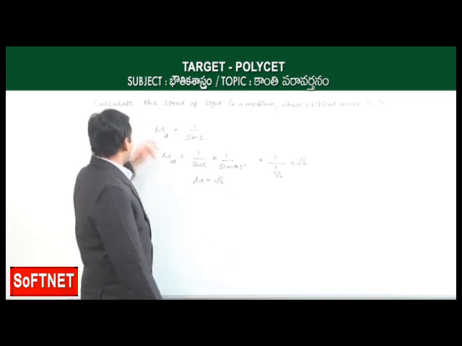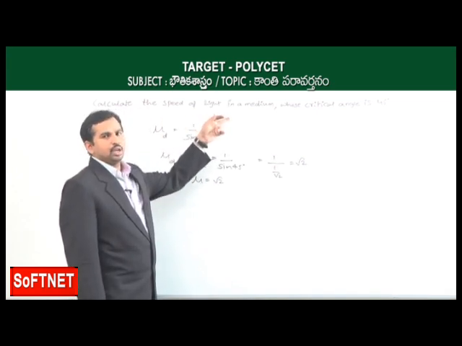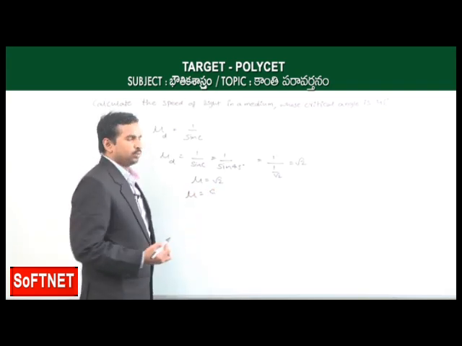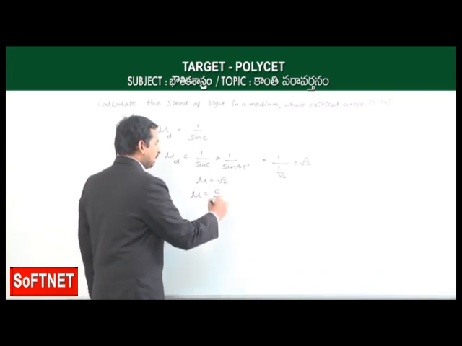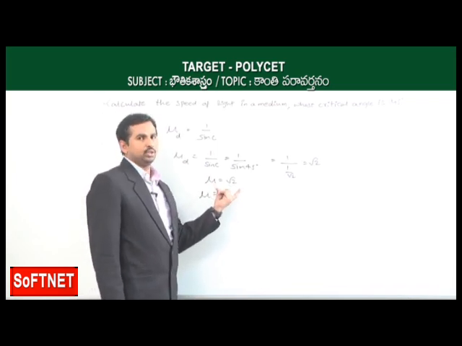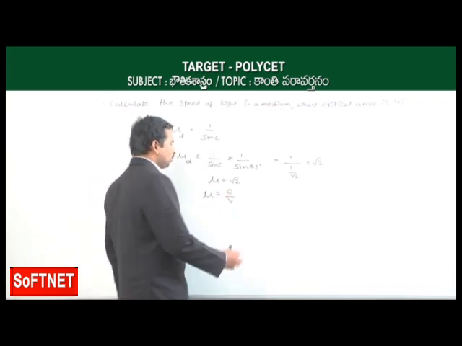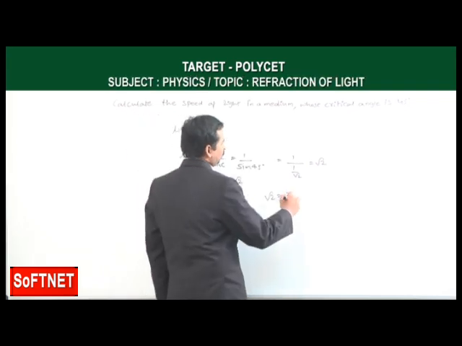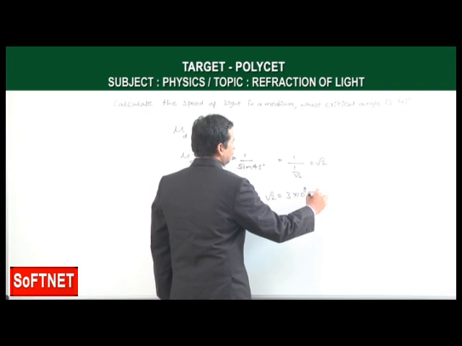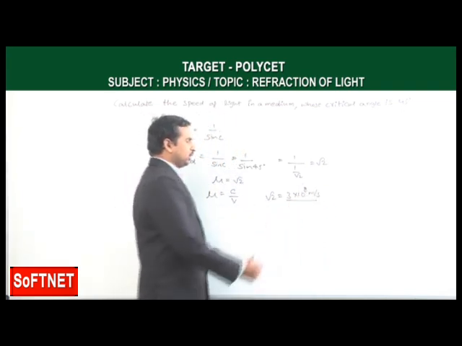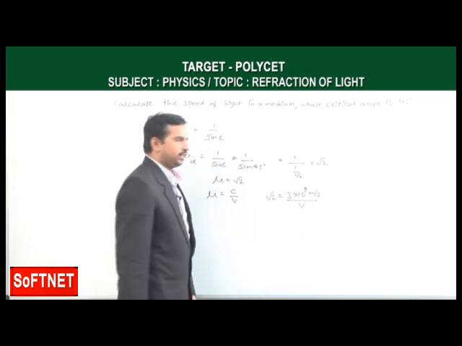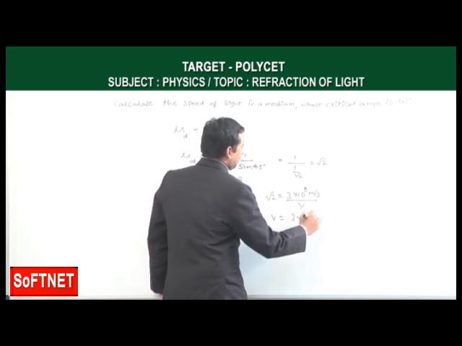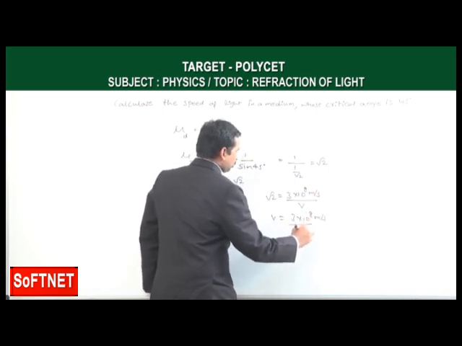But what we need here is to calculate the speed. As we already know, refractive index mu is equal to the speed of light in vacuum to the speed of light in the given medium. Our medium has a refractive index of root 2. Then mu, which is root 2, is equal to the speed of light in vacuum, which is 3 into 10 power 8 meter per second, by the velocity in the given medium, which we don't know. So let it be v. Then we can write v is equal to 3 into 10 power 8 meter per second by root 2.